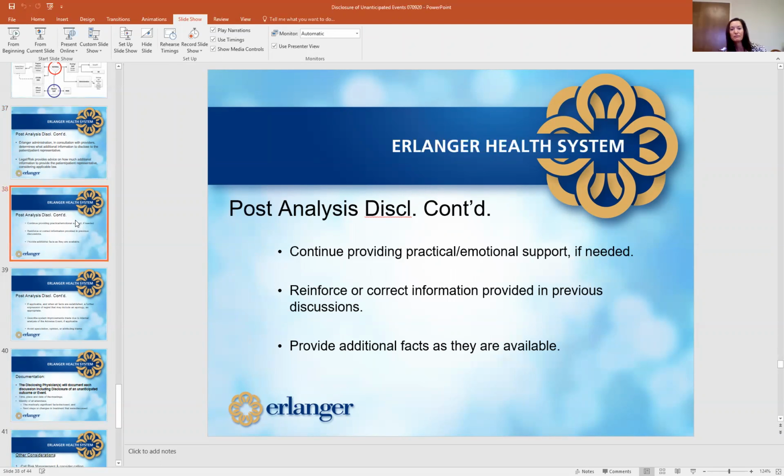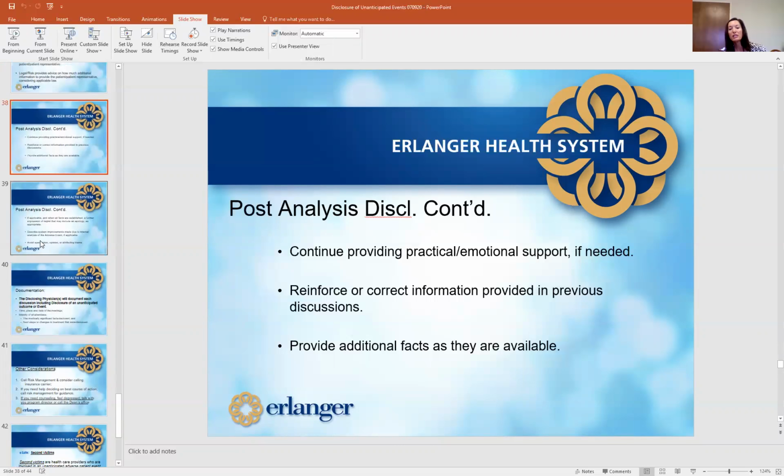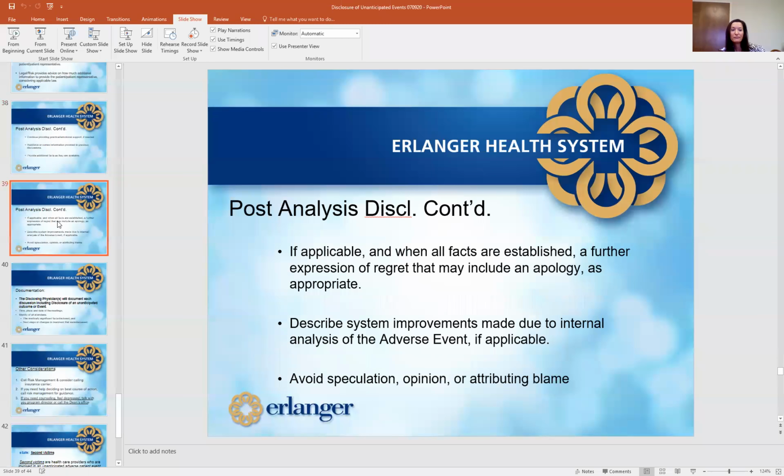And of course, at this point, we're going to continue to provide emotional support to the patient, and reinforce that we were right in the initial discussion, if that's actually true. Yes, in fact, here was the breakdown. Or if we were wrong about something in the initial disclosure about how something occurred, then we can correct it at this point, because now it's post-analysis, and provide any additional facts that are available.